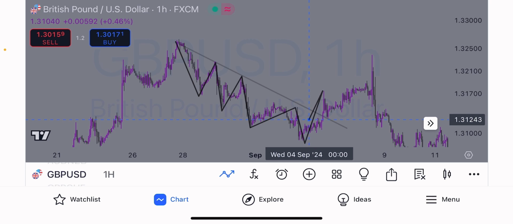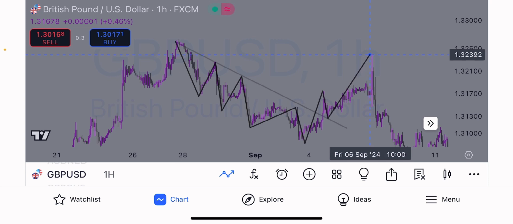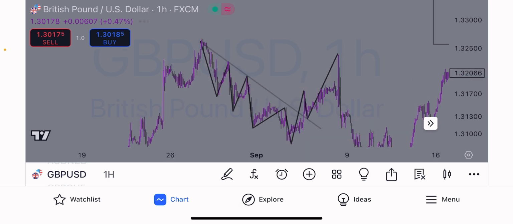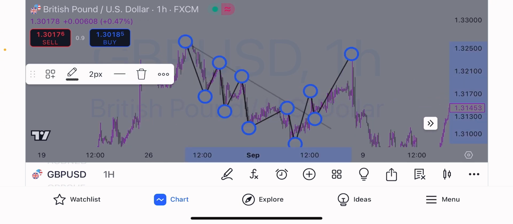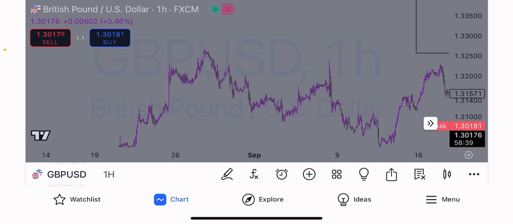I told you guys, this retracement back to this trend line before taking our buys, and you see the market going more and more to the upside. So these are just a few examples of how trend lines work, and in more videos to come, I'm going to be teaching you more things you should know.